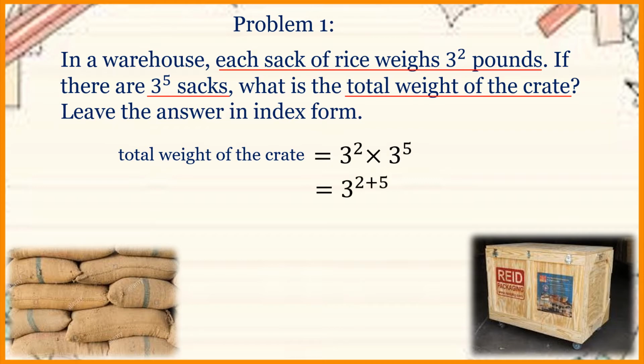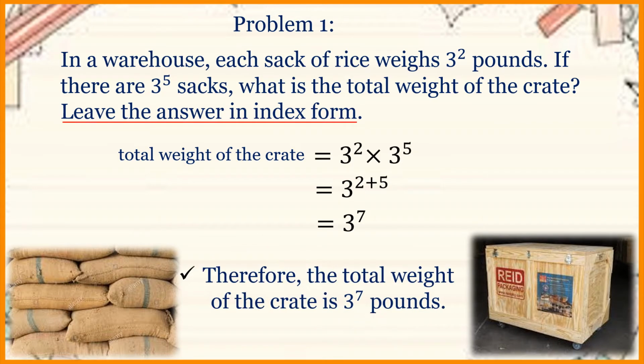Correct. We are going to copy 3 and add the exponents 2 plus 5. And what is 2 plus 5? Correct. It is 7. So therefore, we will be having 3 to the 7th. And remember, we need to leave the answer in index form. So therefore, the total weight of the crate is 3 to the 7th pounds. That is problem number 1.